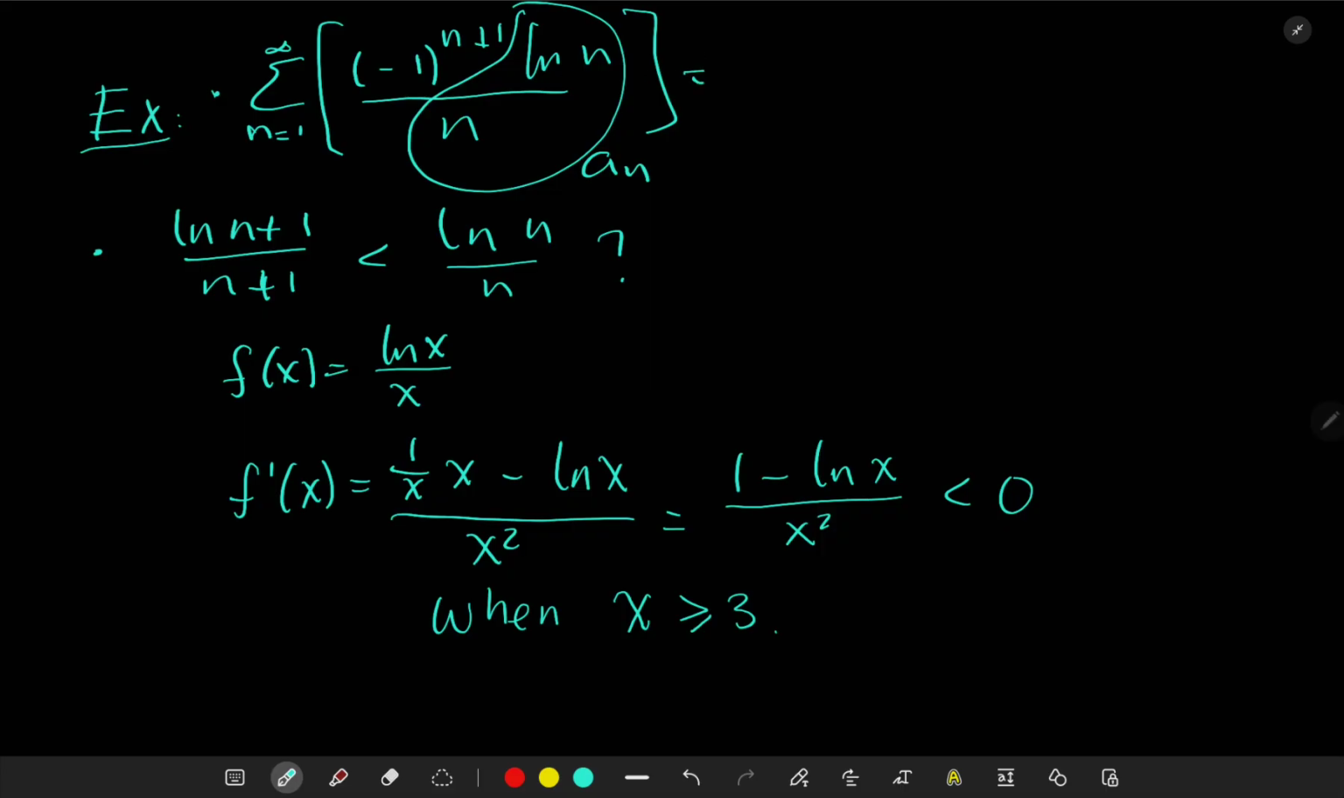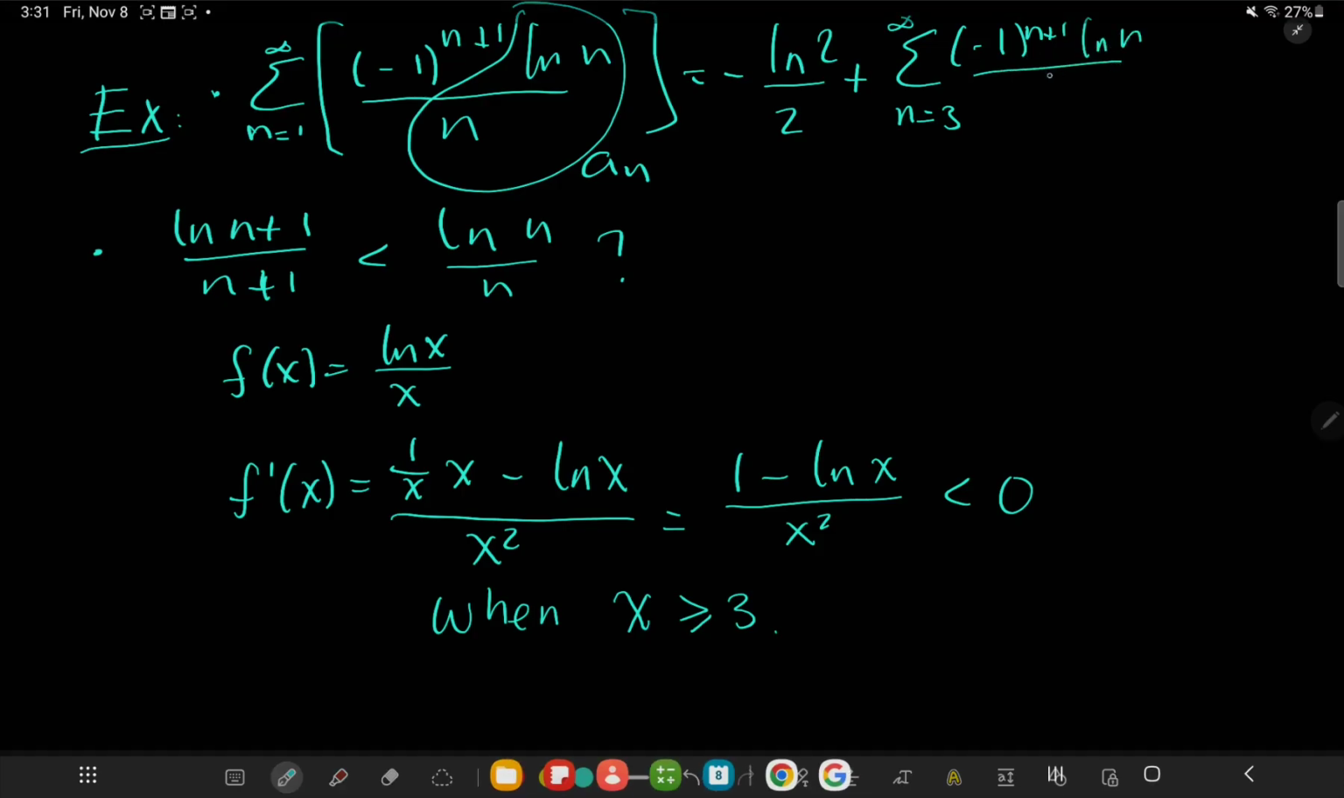The second term, you would get negative 1 to the n plus 1. So when n is equal to 2, you're going to have negative natural log of 2 over 2, and then you would have plus the sum from n equals 3 to infinity of negative 1 to the n plus 1 times natural log of n over n.